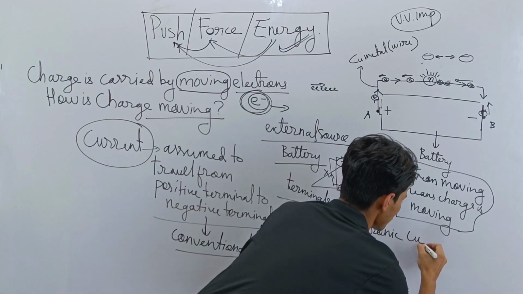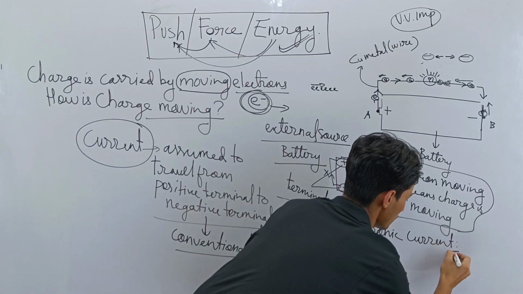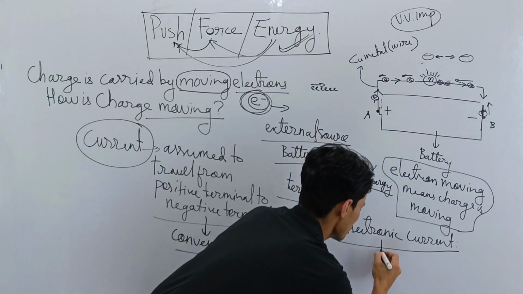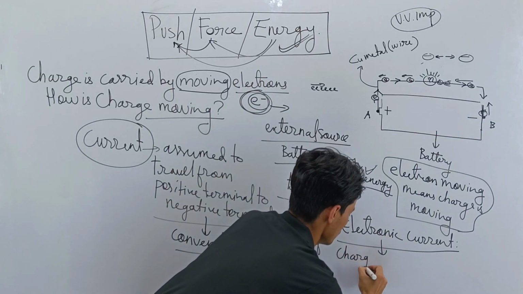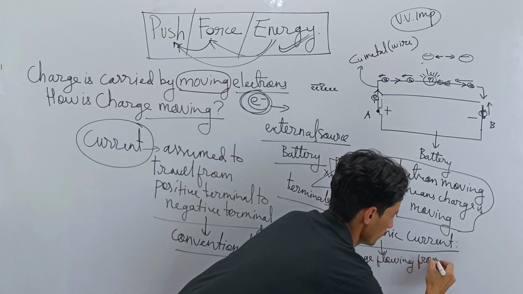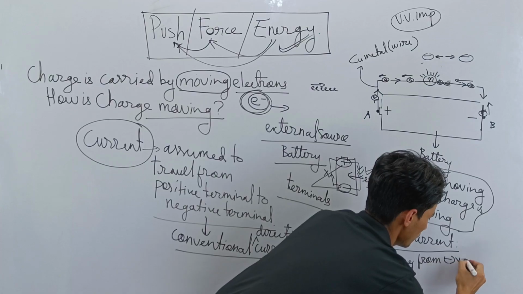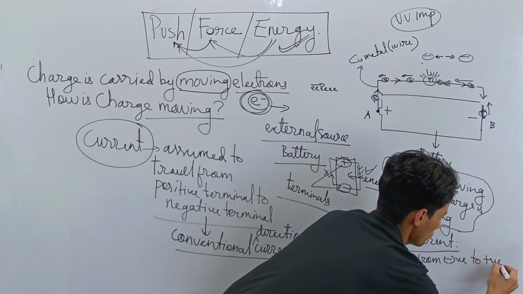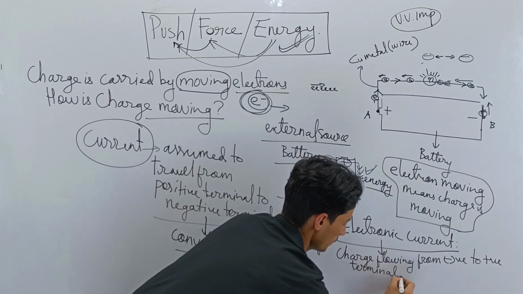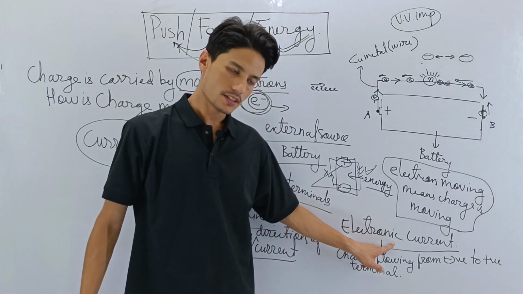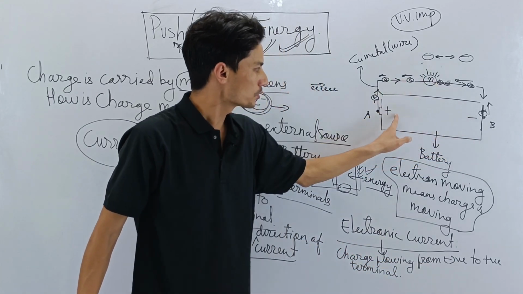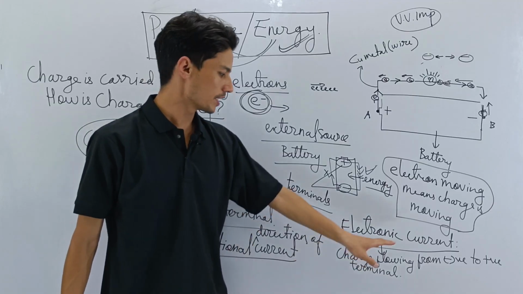So electronic current, this is what is flowing. What is electronic current? Charge flowing from negative to positive terminal. Electronic current is the charge which is flowing from the negative terminal, which is this one, to the positive terminal. This is called the electronic current.